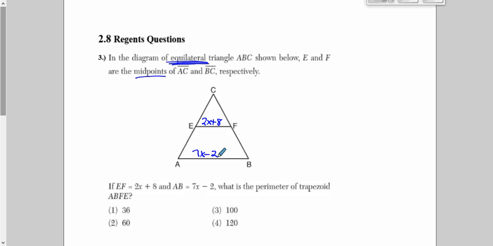That's a mid-segment. Can we do this? Yeah, but it's also equilateral. Does that help you? Perimeter of the trapezoid, not the triangle. Can I ask you a question? Would it be helpful to find the value of X? How could we, knowing what we know about mid-segments, what equation would we use to find X?